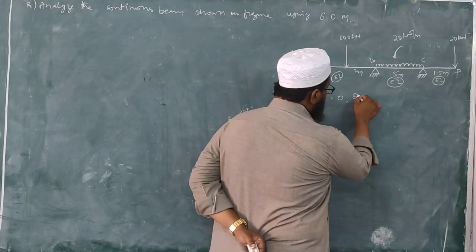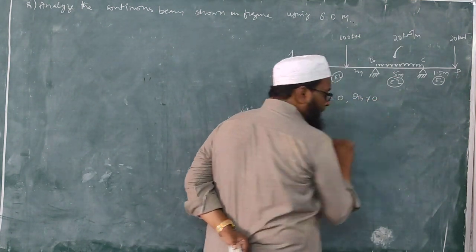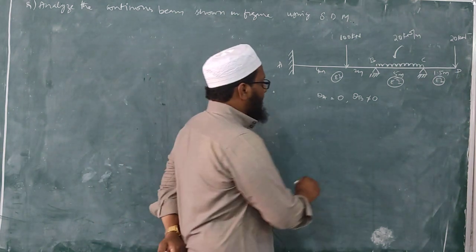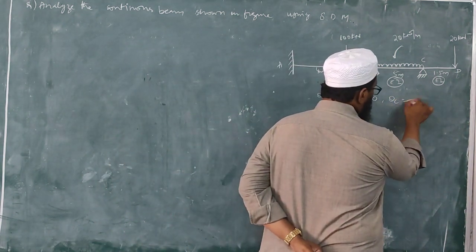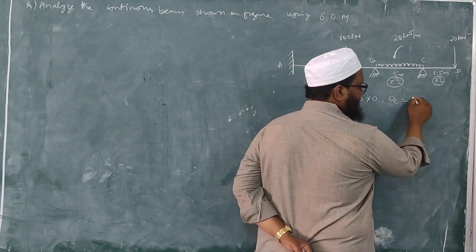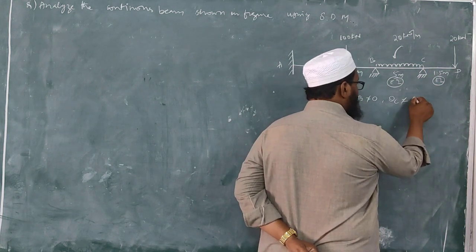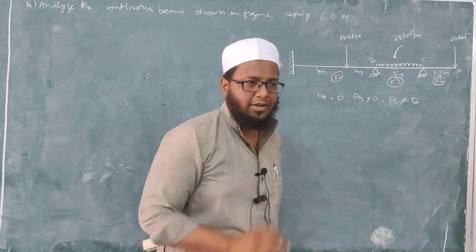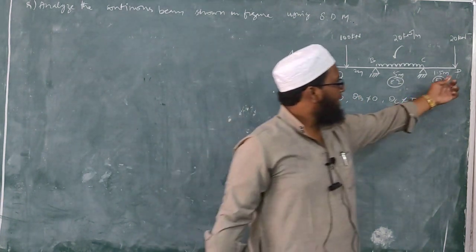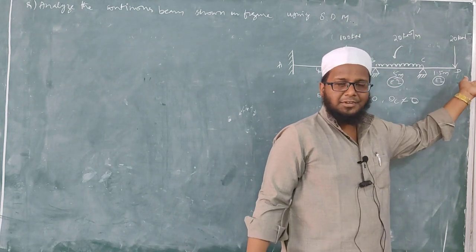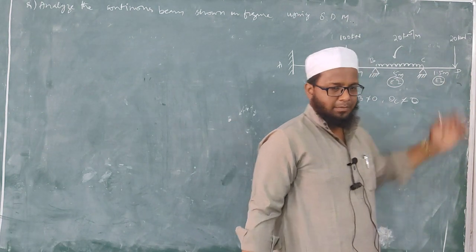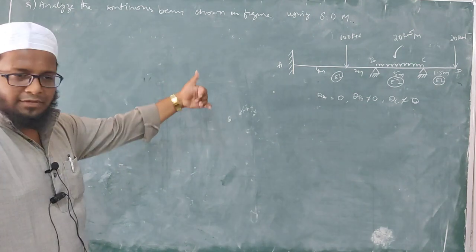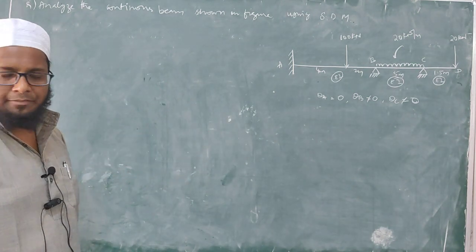What about theta B? Theta B will not be equal to 0, because it is a simple support. Along with that, we have theta C as well, which is not equal to 0. What about theta D? Theta D will not exist at all, because there is no support, so there will not be any slope. So theta B and theta C will exist, whereas theta A will become 0.